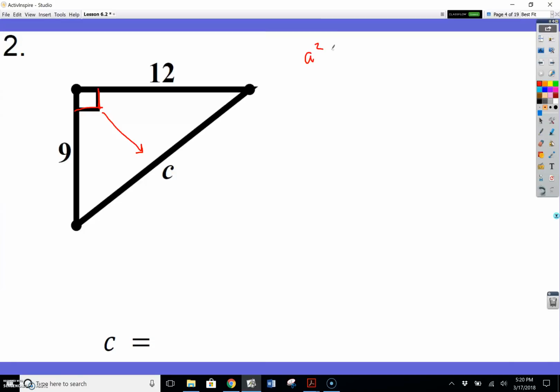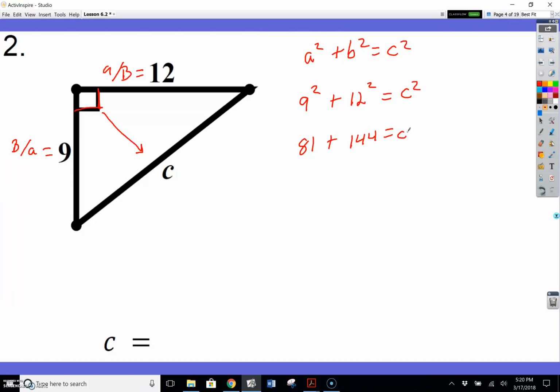So I have A squared plus B squared is equal to C squared. And it doesn't matter if this is A or B. You could have this being A and this being B, or vice versa. Doesn't matter. I'm just going to say 9 is my A and 12 is my B. And I'm going to go ahead and solve this now. All we're going to do is plug these into the formula and find my C value. So 9 squared is 81 plus 12 squared is 144 equals C squared.